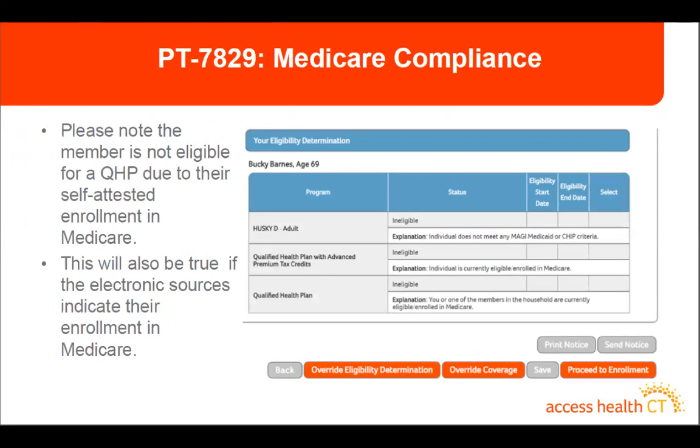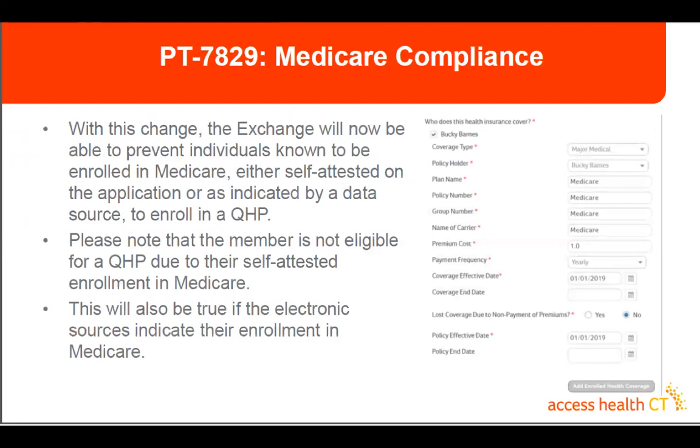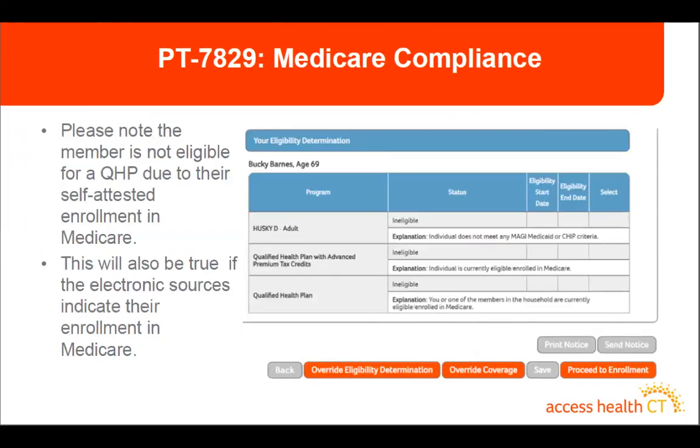This is also true if they self-attest to being enrolled in Medicare. So if, I think in the last screen, they were showing the family health insurance section. Back up one screen. If they self-attest and they choose Medicare as their current coverage, that will also prevent an eligibility result for QHP. Okay. So that's a good addition. Should help a lot of people out.